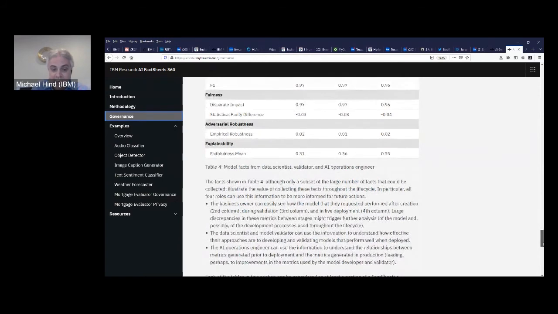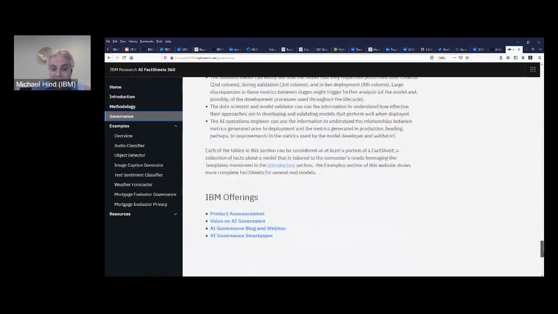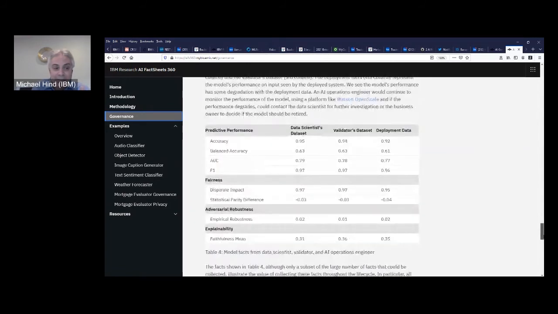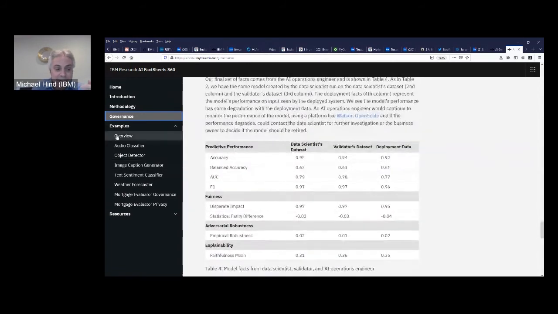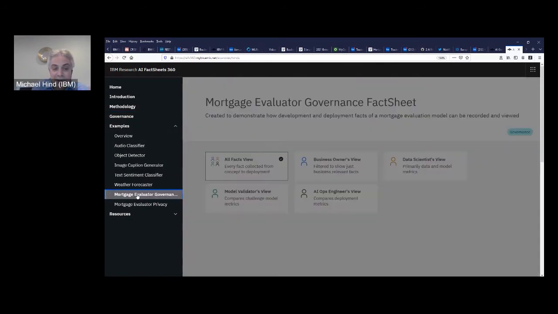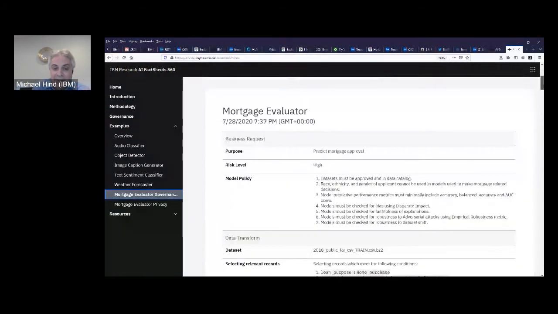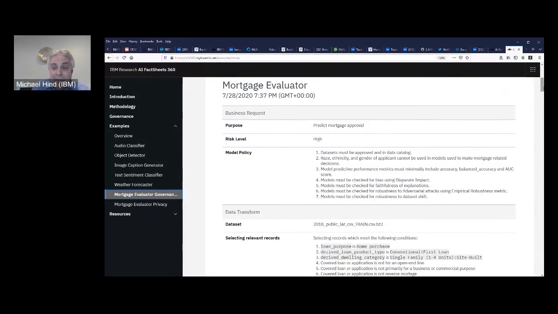So there's a lot more information and also links down here to IBM offerings in this page. There'll be more coming in the upcoming months. And I just want to point out in the examples, there's one over here that's a mortgage evaluator one with a governance slant, right? So the idea here is this fact sheet was actually created automatically by a research prototype to basically collect these facts.